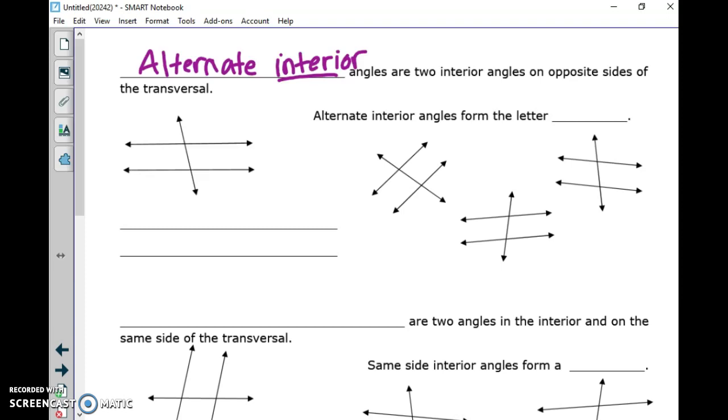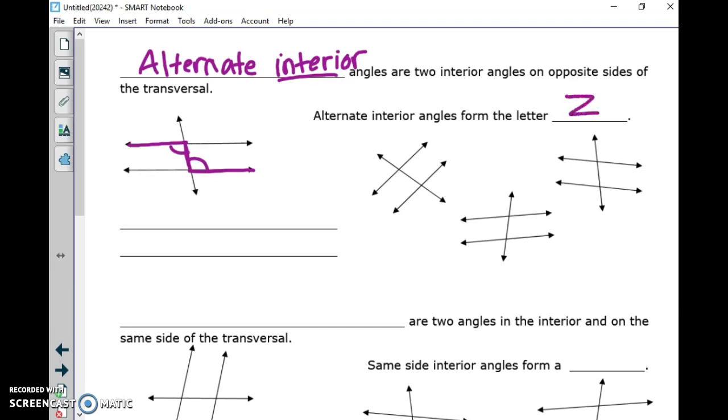And so if we're going to draw ourselves a picture over here, inside these two parallel lines, on alternate sides of the transversal, gives me those two angles. And I'm going to shade along the edge of each angle. There's one angle, and there's my second angle. And if you look at that, it kind of looks like the letter Z.